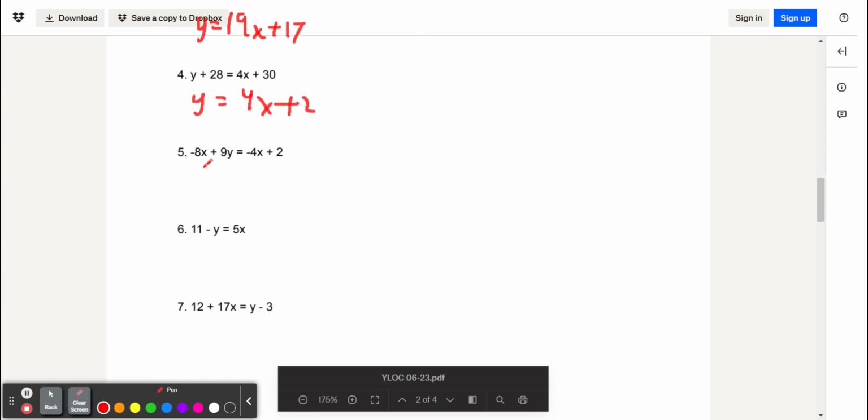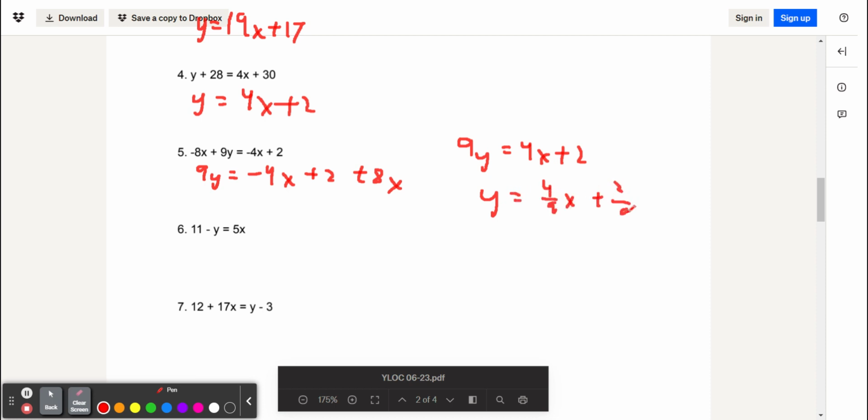And for number 5, we have negative 8x plus 9y equals negative 4x plus 2. To get the 9y by itself, we will add 8x to both sides to get 9y equals negative 4x plus 2 plus 8x. Then we'll simplify the negative 4x and the 8x. They will add together to get 4x plus 2. And then to isolate the y, we will divide both sides by 9. So y equals 4 over 9x plus 2 over 9.